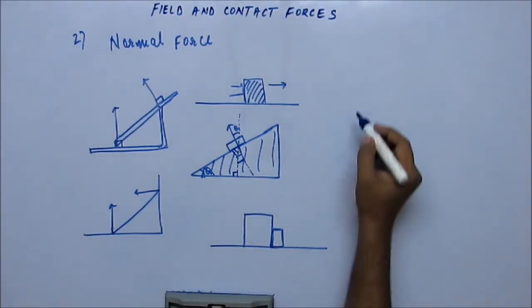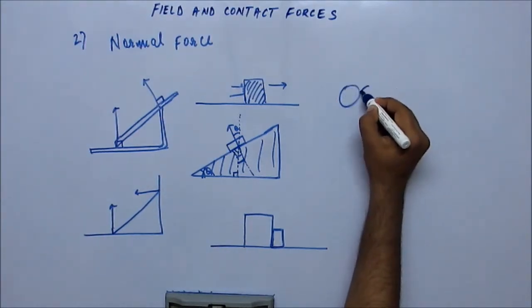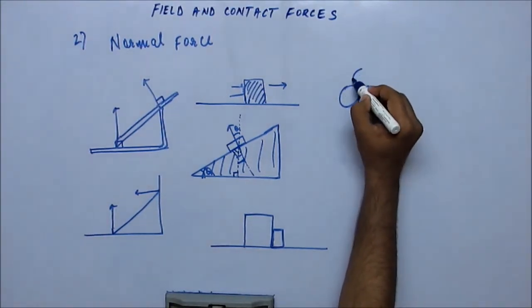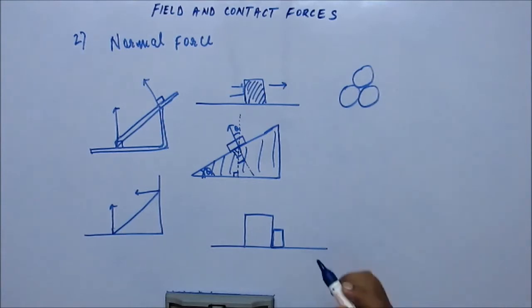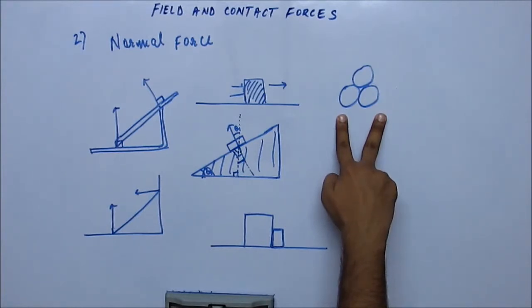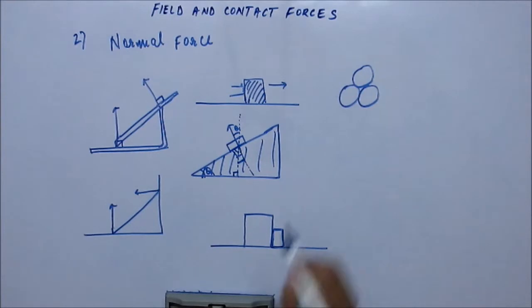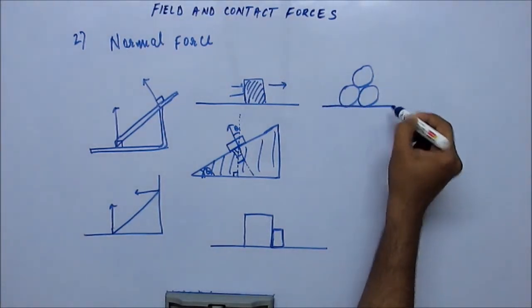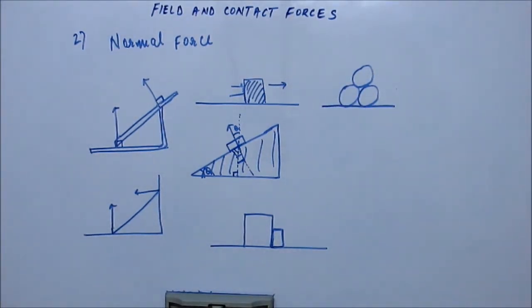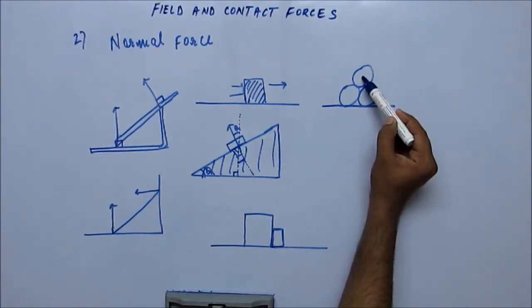Let's consider this situation. Suppose there are three spheres kept like this, one on the top of the other two. So this is the side view that you're looking at. This is the ground. Two spheres are touching the ground and the third one is on the top of the two, symmetrically placed. Now I'm concerned about the normal reaction on the top sphere.